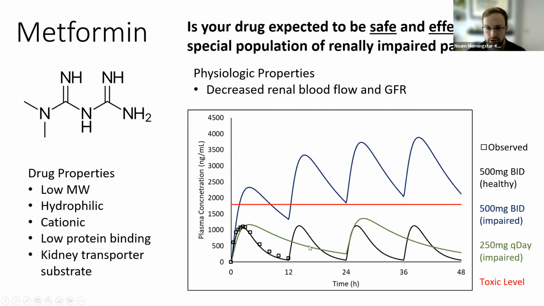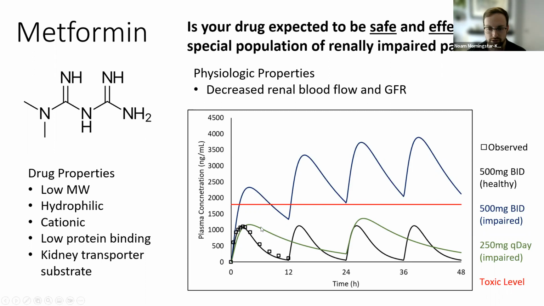We have in these black squares our observed data for a 500 mg BID dose, CP time profile for the first 12 hours. The black line is their baseline model, which they got to describe it pretty well. And then we move on to the impaired population. So if they change that renal function, use the same dose, what happens? That's this blue line. And we can see that with reduced renal clearance, it starts to accumulate pretty quickly. And then this red line is the toxic level, or the upper end of the therapeutic range, that was gathered from the literature for metformin.